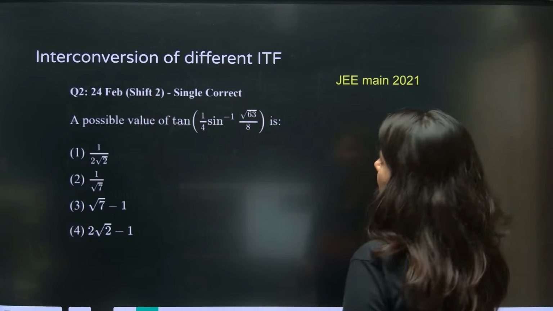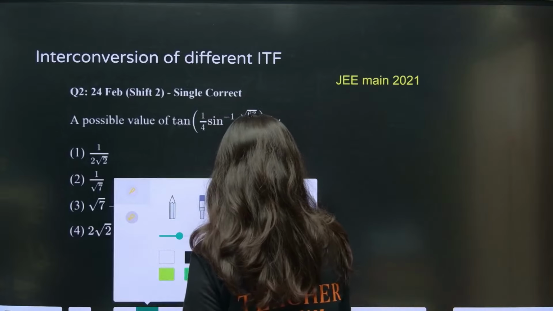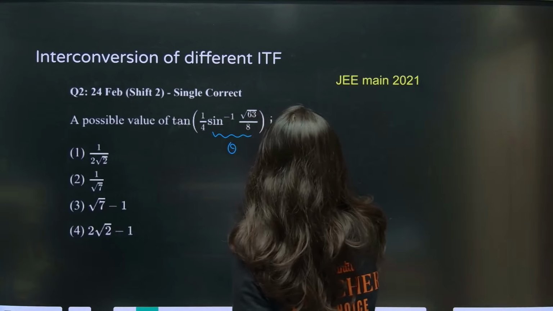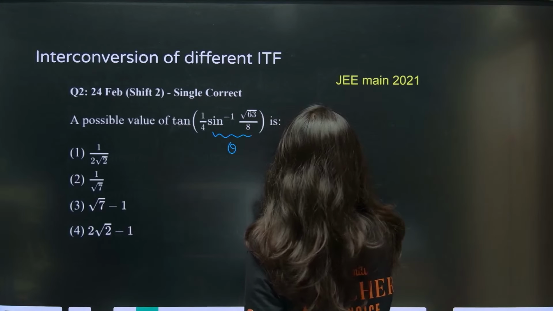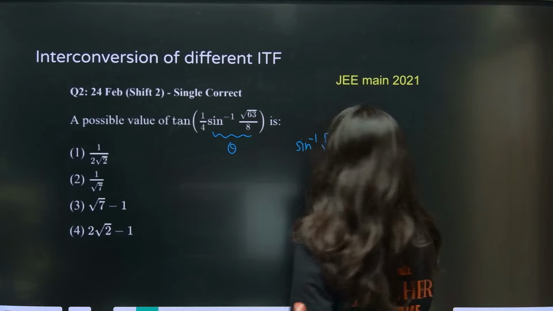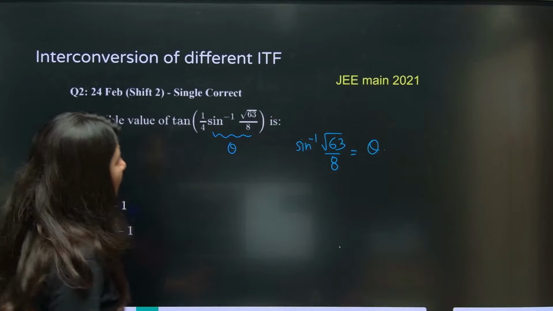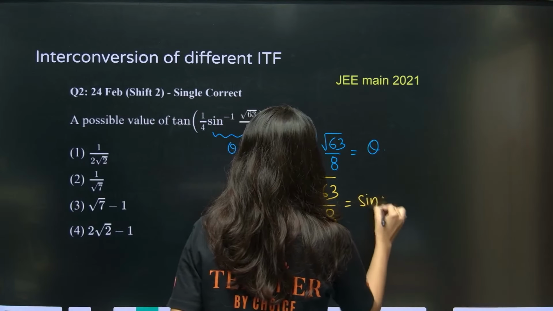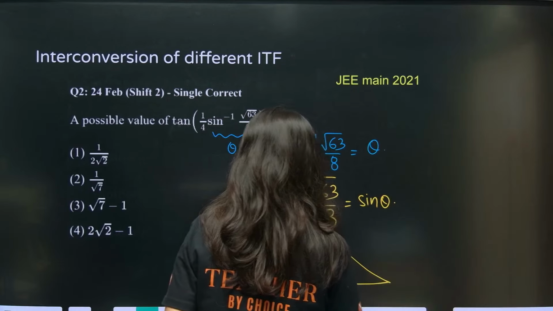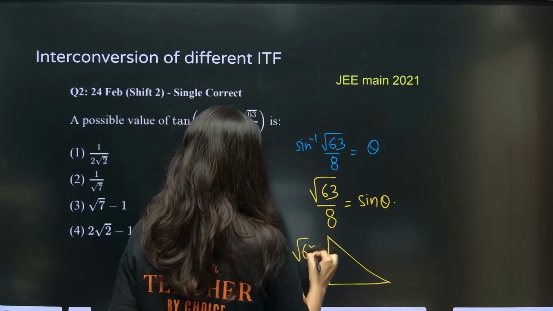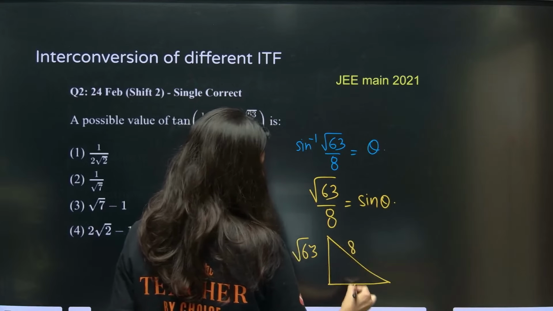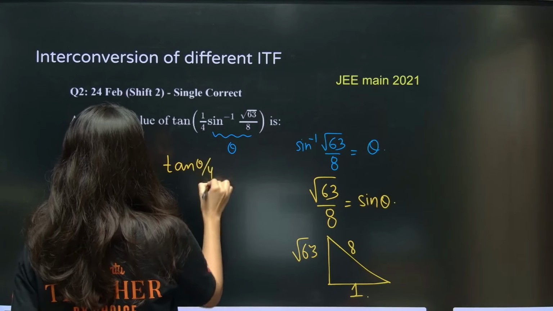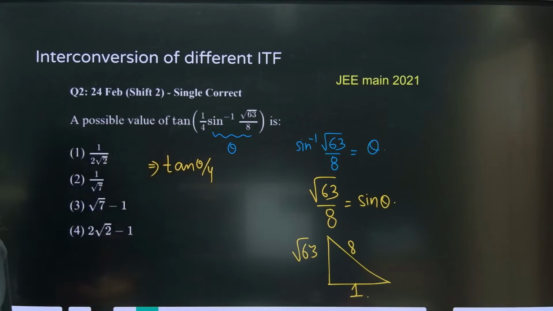Okay. So again, this will be taken as theta. So sine inverse root 63 by 8 is theta. So root 63 by 8 is sine theta. Root 63, 8. So this is going to be 1. And you want tan theta by 4.